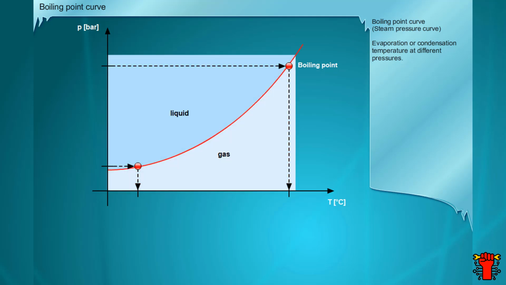The relationship between pressure and boiling point temperature is a specific property of matter and is important when selecting the refrigerant for vehicle climate control.